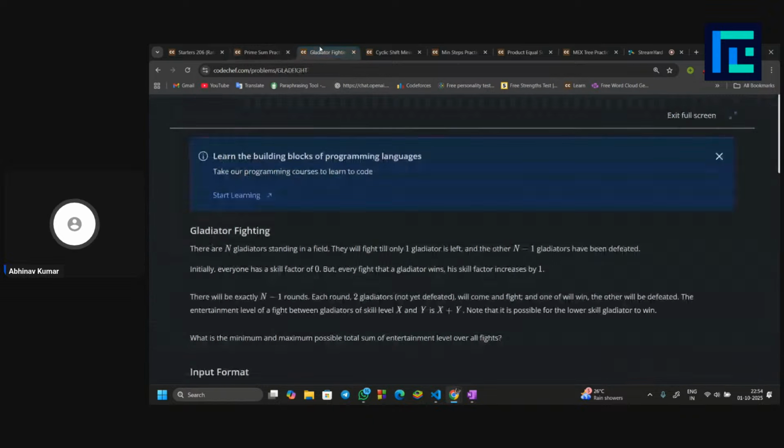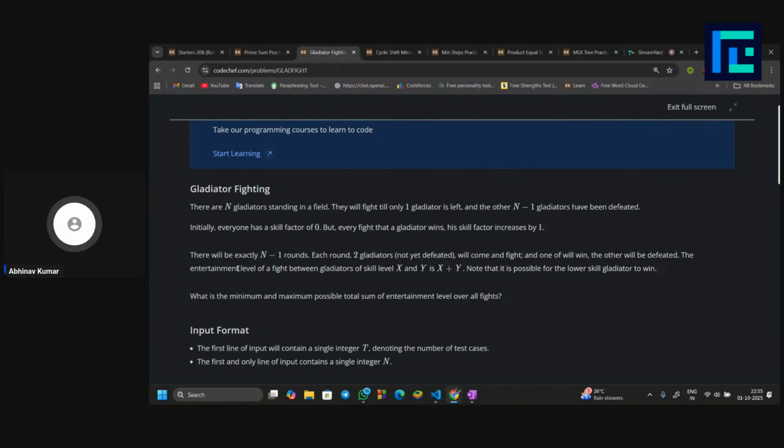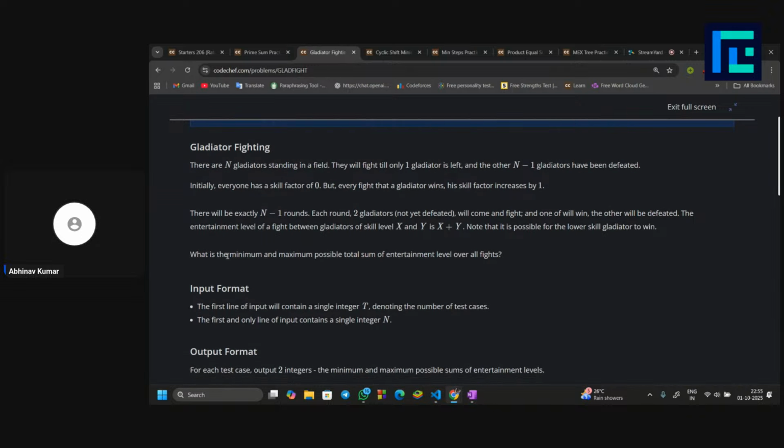Okay, so let's move to the next problem, which is gladiator fighting. So there are n gladiators standing in a field. They will fight till only one gladiator is left, and the other n minus 1 gladiators have been defeated. Okay, so initially everyone has a skill factor of 0, but every fight that a gladiator wins, his skill factor increases by 1.